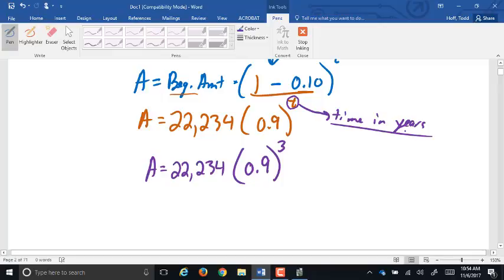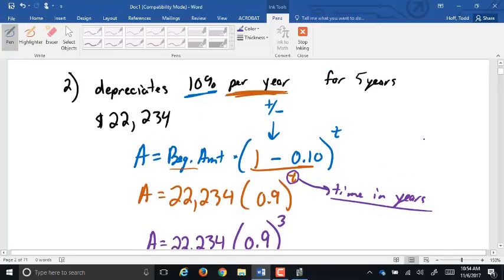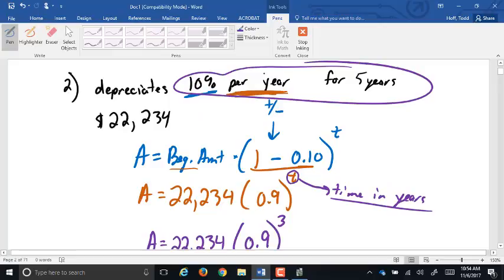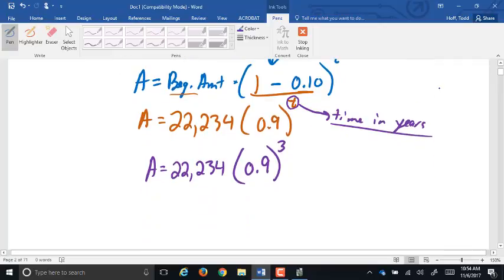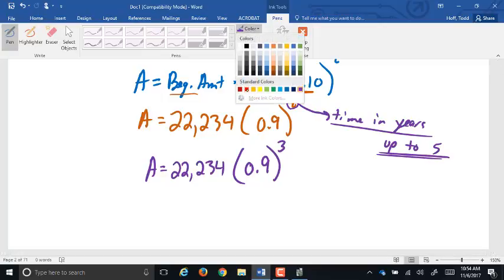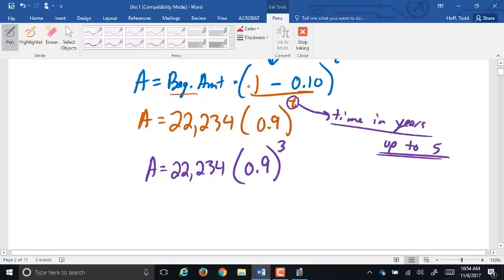The fact that this goes for 5 years, all that is telling us is that it goes 10% per year for 5 years. All that's telling us is at the end of 5 years, this model doesn't work anymore. After 5 years, generally with depreciation, it turns into more of a linear depreciation than an exponential. So that's the time in years up to 5. If the time is bigger than 5, we can't use this model anymore. Since this was just 3 years, we can still use the model.